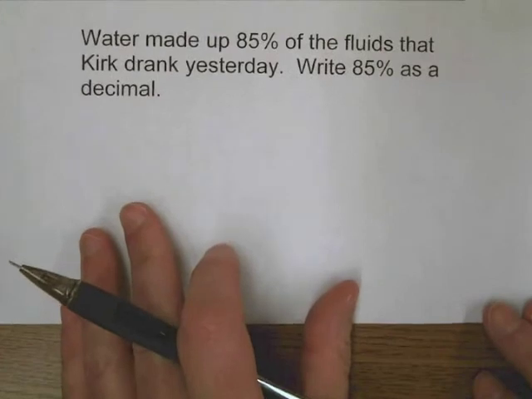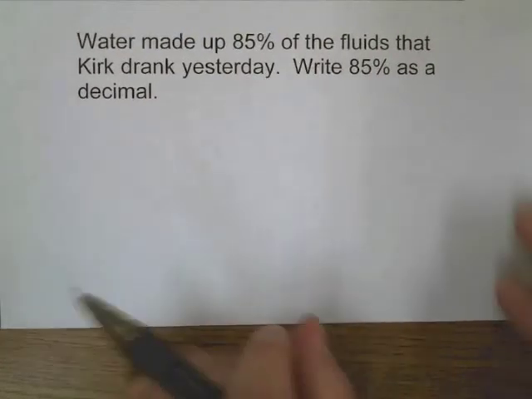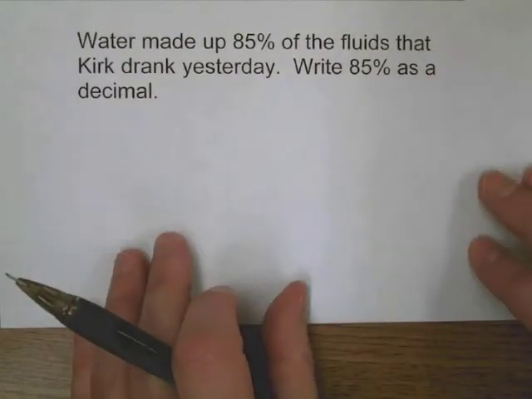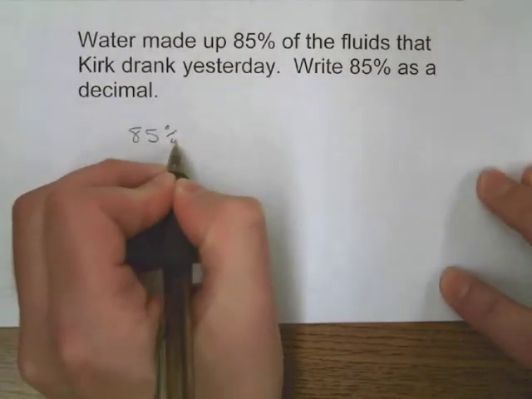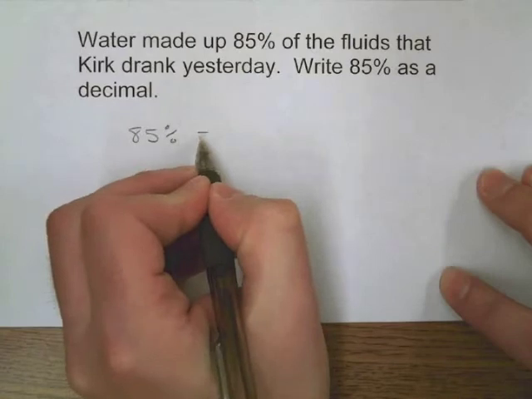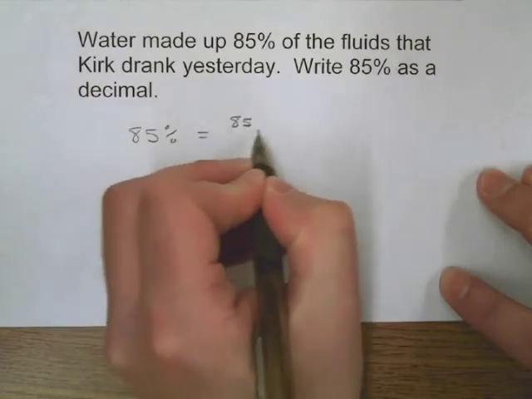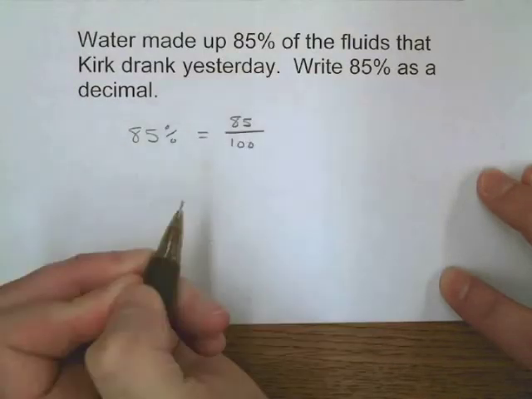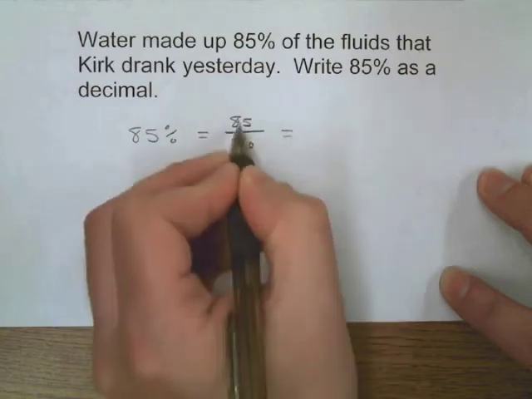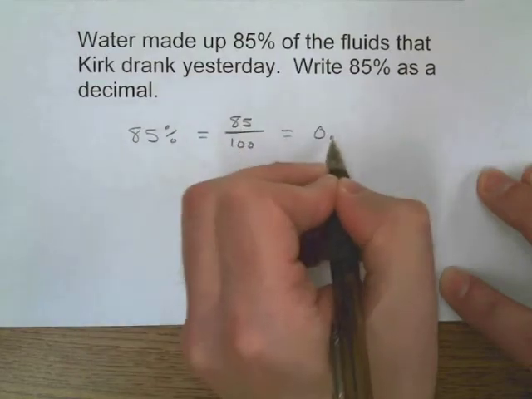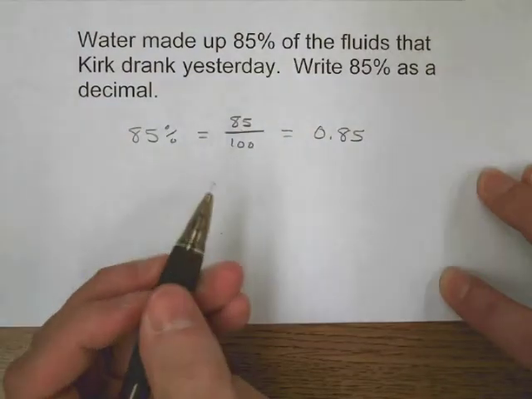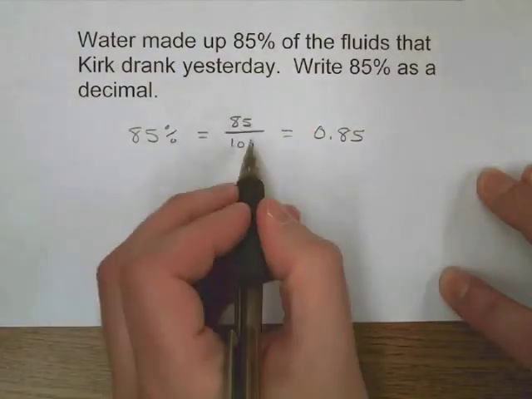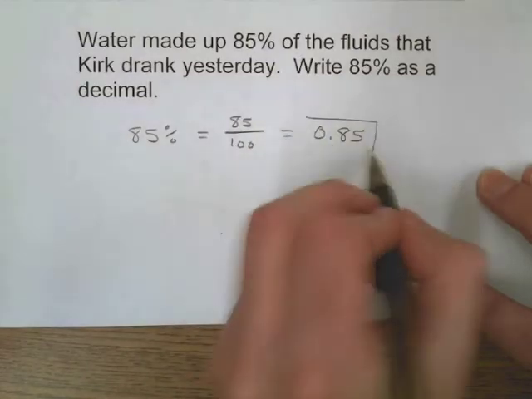Water made up 85% of the fluids that Kirk drank yesterday. We want to write 85% as a decimal. So 85%, and I'm going to think of that as 85 per 100, which I know is 85 hundredths. So that's a quick, nice way. If I can read it as a fraction, I can read it as a percent.